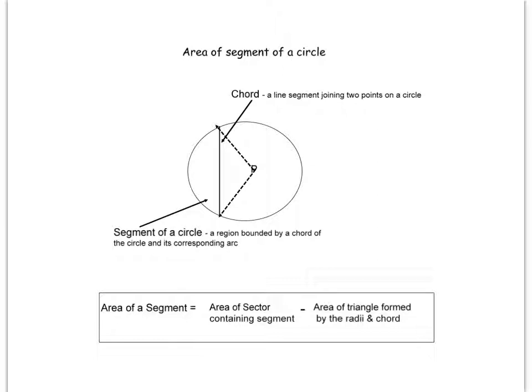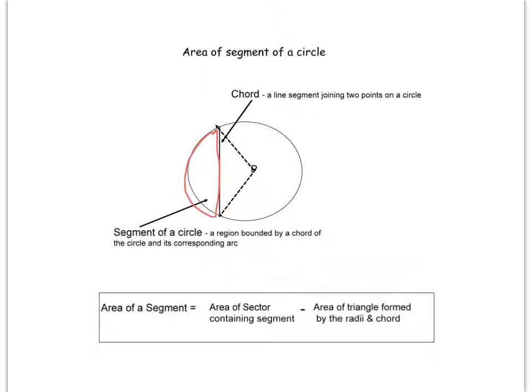Okay, let's talk about another piece of my circle. It's called the segment. The segment of the circle is going to be this piece right here. It's a little like a piece of crust on our pizza. So if I could color that in, I could shade in red my actual segment.